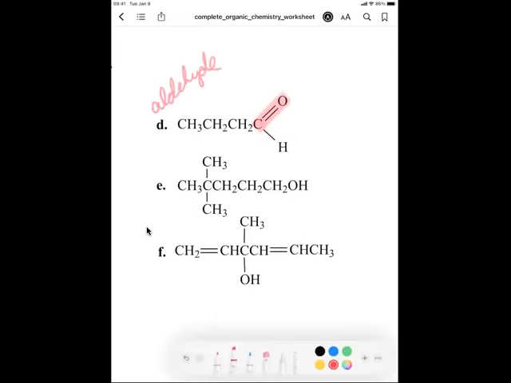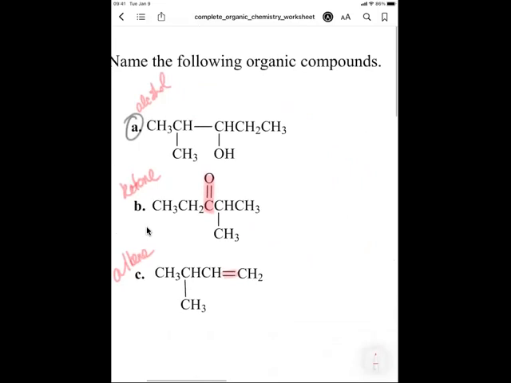For part E, again, you've got this little alcohol hydroxyl group at the end, so that's also an alcohol. And for part F, also an alcohol, but also we've got 2 double bonds, so that might be a bit more complicated. Oops, alcohol. So we've identified what they are. Let's go back and name them.